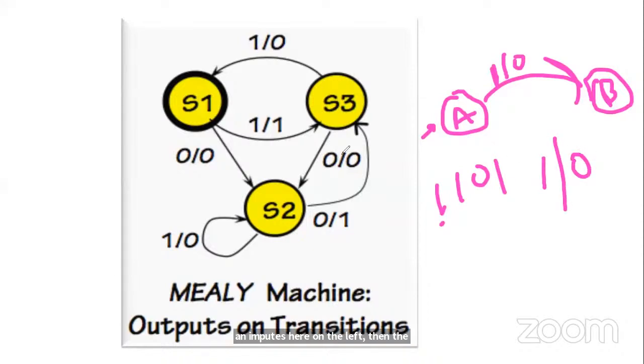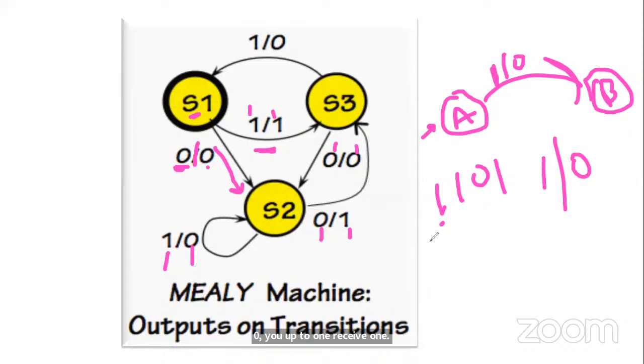On the right. So this is what we are seeing on this diagram here, where you're at S1, you receive an input of 0. You move to where? S2, and you output 0. So this is the interpretation. You receive 1, you output 1. You receive 0, you output 0. You receive 0, you output 1. You receive 1, you output 0. Do you understand now?